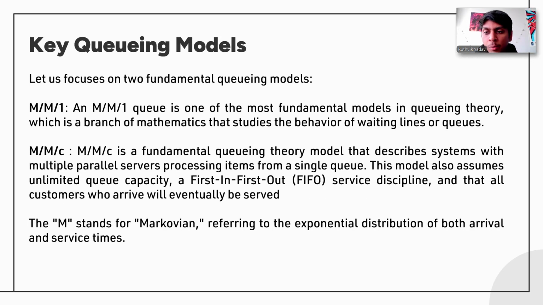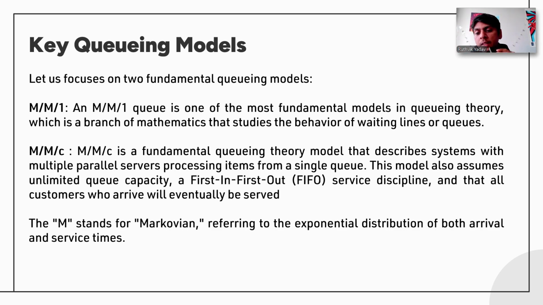Key queuing models. Let us focus on two fundamental queuing models, M/M/1. An M/M/1 queue is one of the most fundamental models in queuing theory, which is a branch of mathematics that studies the behavior of waiting lines or queues. Here, M stands for Markovian, which refers to the exponential distribution of both arrival and service times. Both of the Ms stand for Markovian, whereas the 1 stands for a single server.